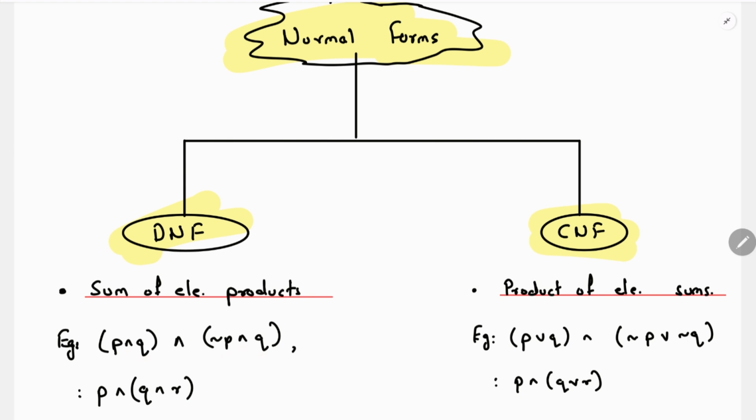And CNF is a product of elementary sums. What is the difference? Just a minute, there is a minor mistake, and here the sign will be this one. Because here we know that it is the sum of elementary products.